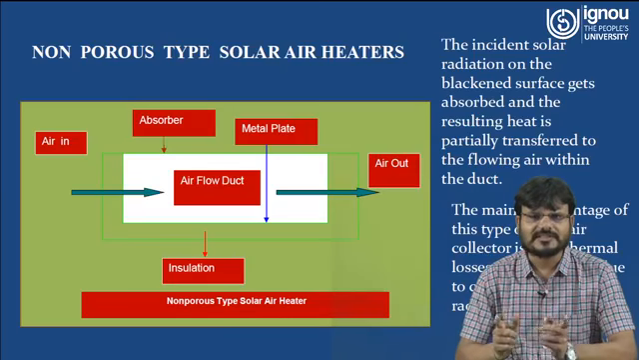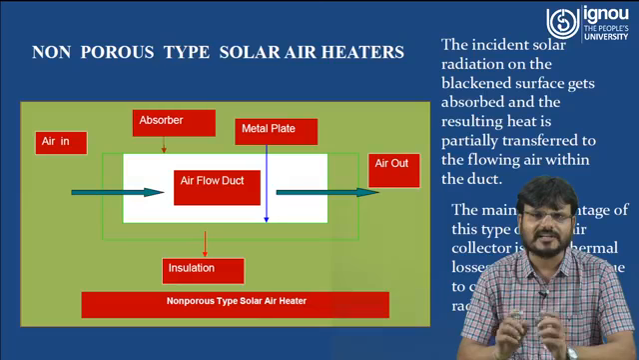So there is a difference in temperature between air out and air in, that means you are able to get the heat. And heat is Q equals m c delta T, and delta T is nothing but the difference in temperature between air out and air in.